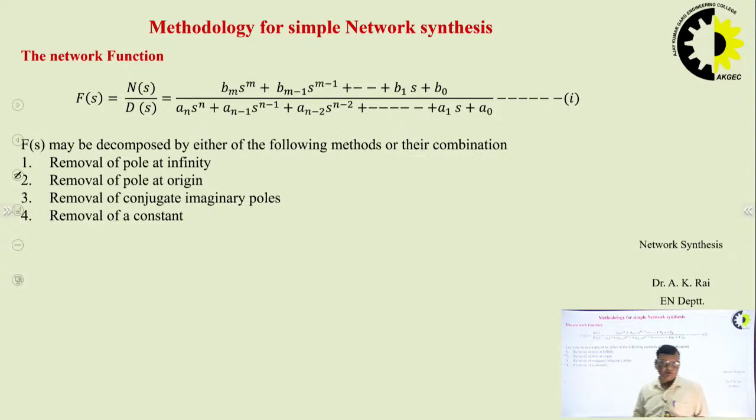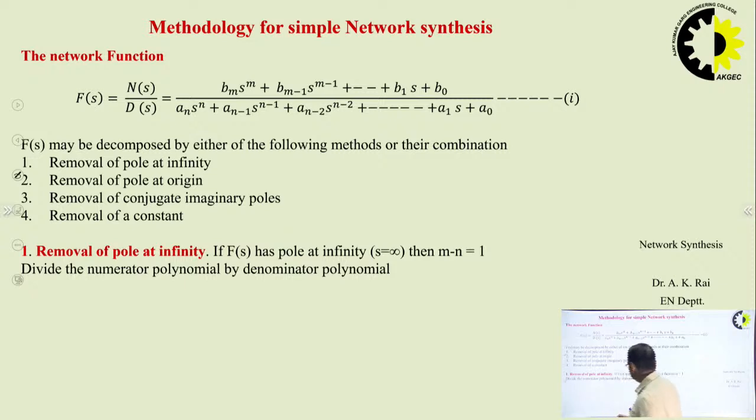Then for removal of pole at origin, we check if a0 is absent, which means there is a pole at origin. Then we check whether there are conjugate imaginary poles or not, and the removal of constant. So, these are the methods to carry out the network synthesis or decompose this network function F(s). So, we take them one by one.